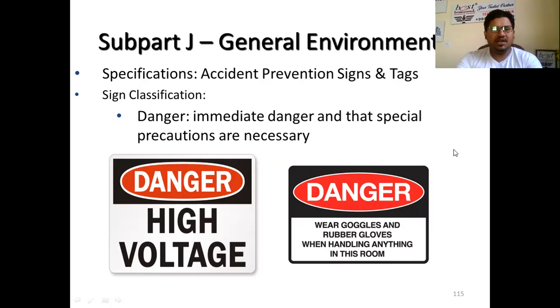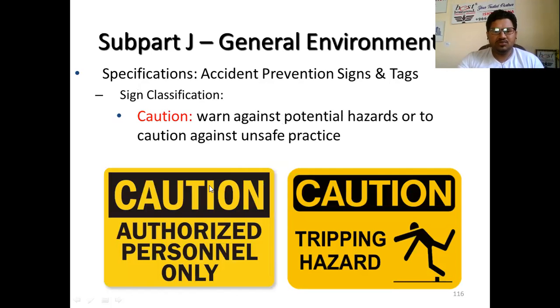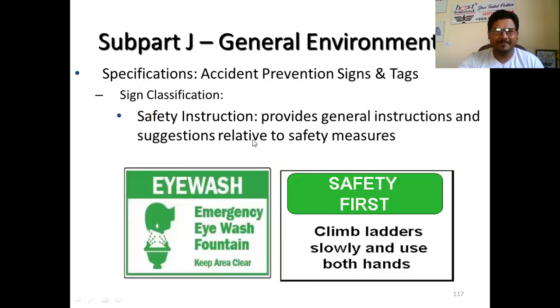Now, there are plenty of other general environmental specifications, like accident prevention signage and tags we can use. For danger, we can use the below, like high voltage danger, wear goggles and rubber gloves wherever it is required. For cautions, we can use this type of like authorized person only, tripping hazard. I know you guys are quite familiar with all these things, but still, it's a recall, refresh.